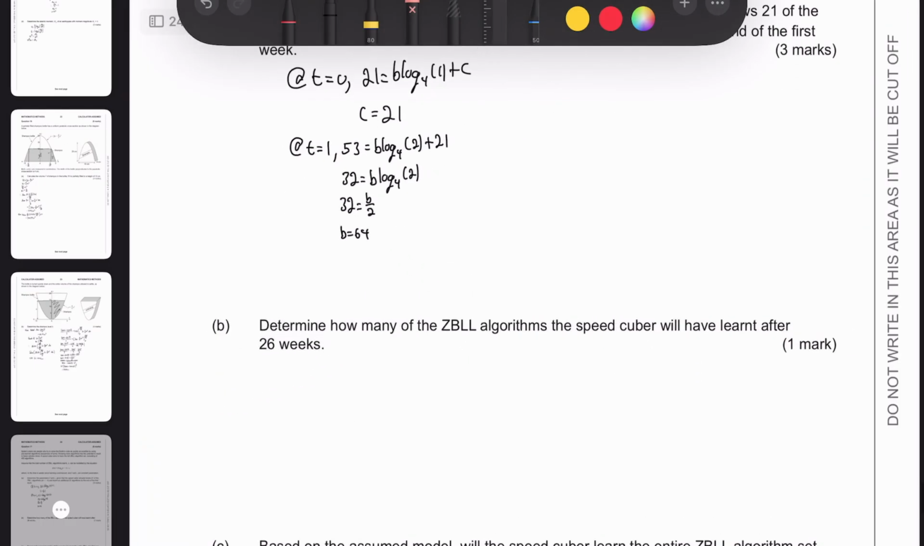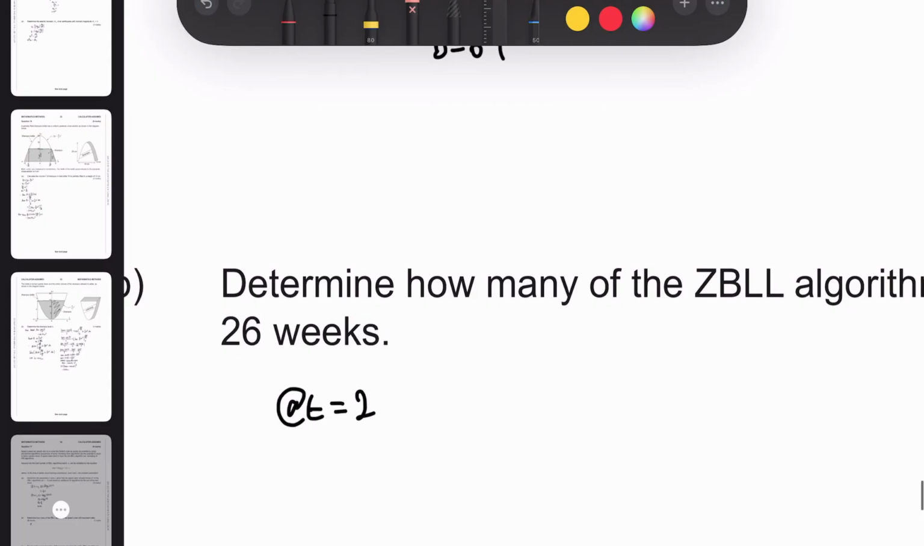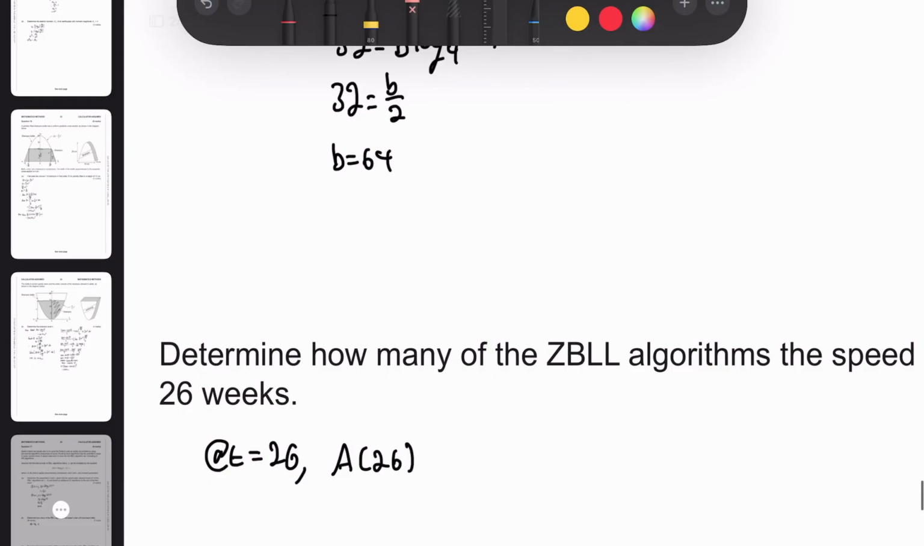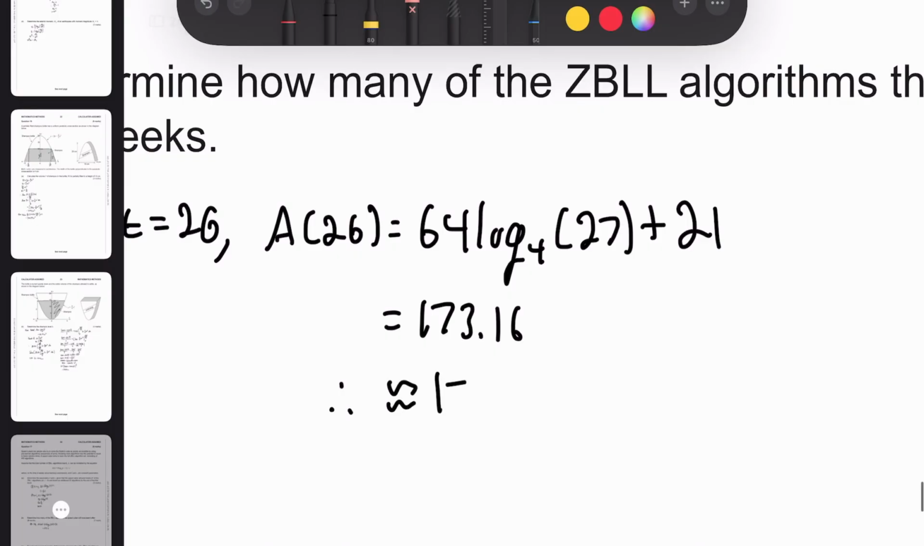Determine how many they will learn after 26 weeks. So at t equals 26, a of 26 is going to equal 64 log 4 of 27 plus 21. Let's pull out a calculator. They've probably learned 173.16. Therefore, approximately 173 algorithms.